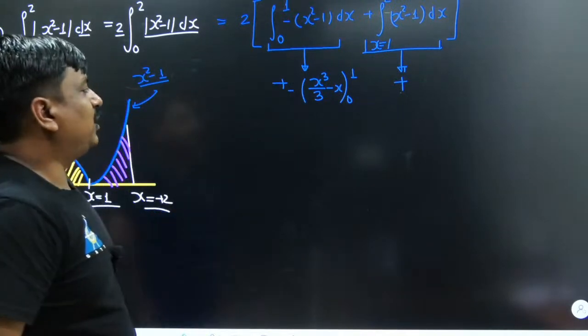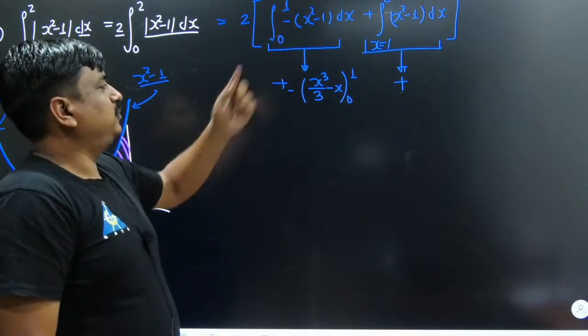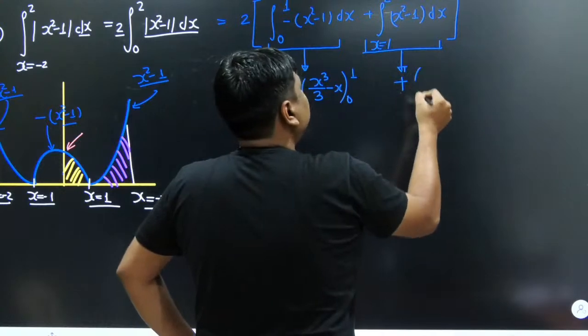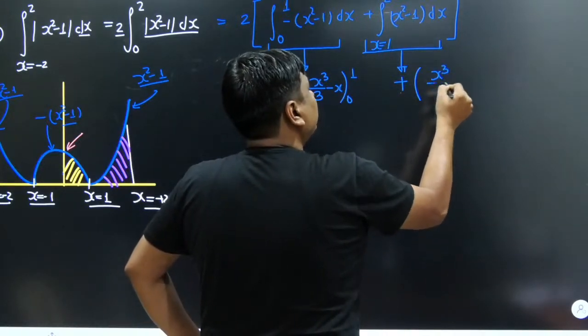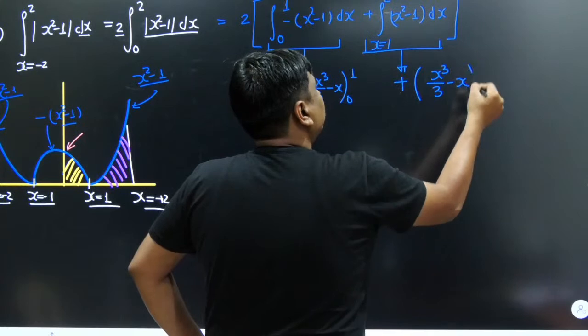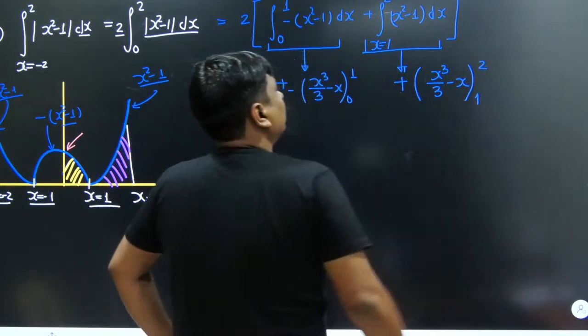The minus sign definitely would be outside this minus sign. And now here goes the integration of x square, which would be x cube divided by 3. The integration of 1 is x. And now the limit has to be taken from 1 to 2.